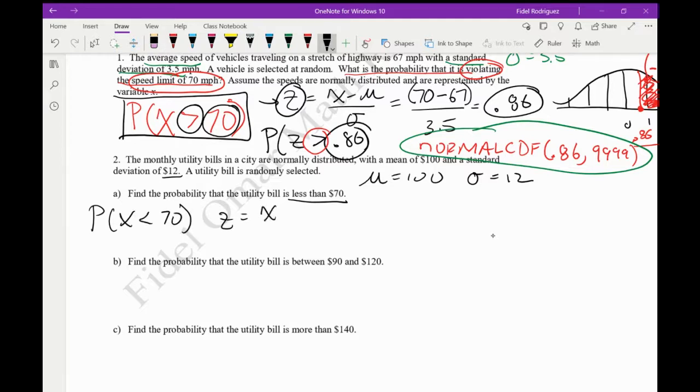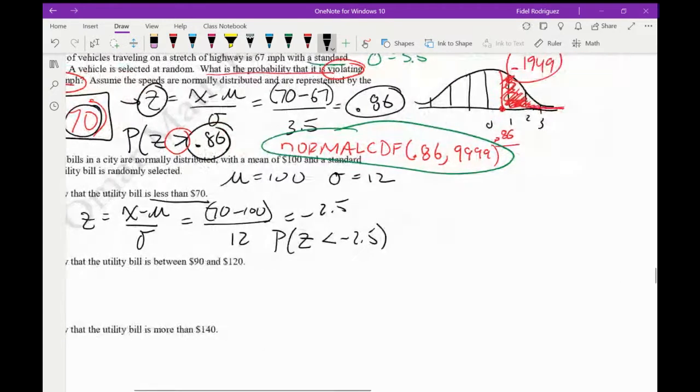We're going to first convert that to a z-score. So we're going to take 70 minus 100 divided by 12. So let me do that again. 70 minus 100 divided by 12. And I'm coming up with negative 2.5. So what that's telling me is it's asking what's the probability that Z is less than negative 2.5?